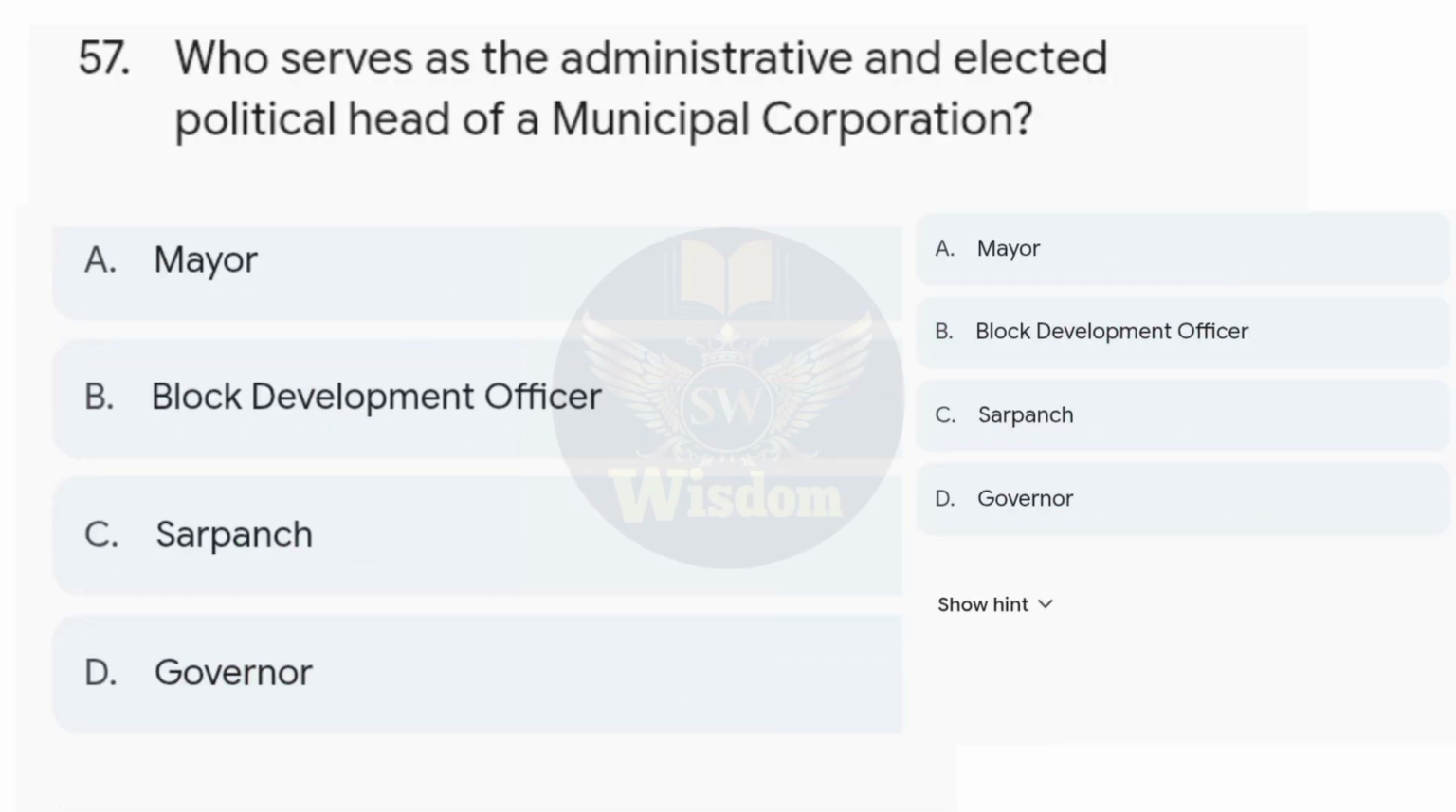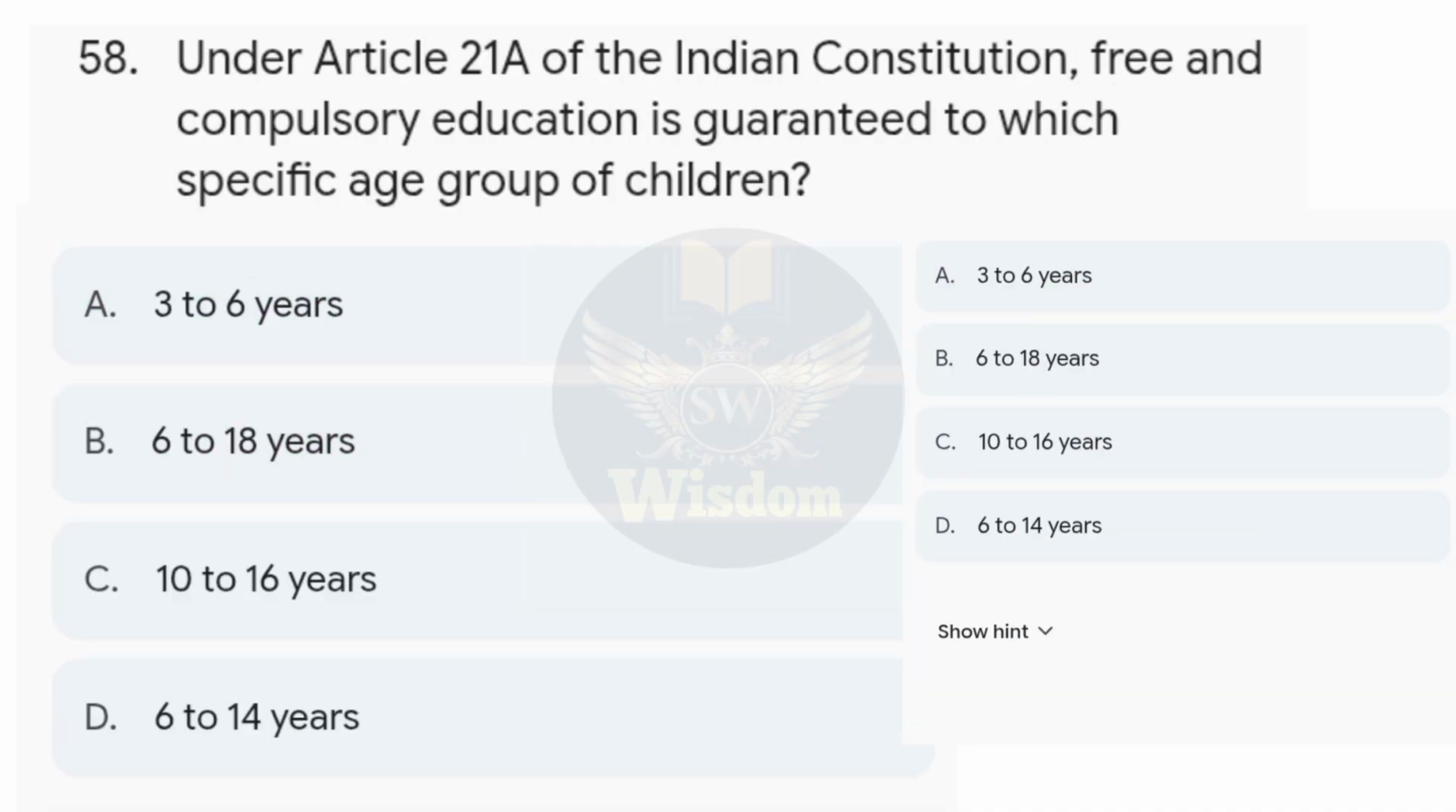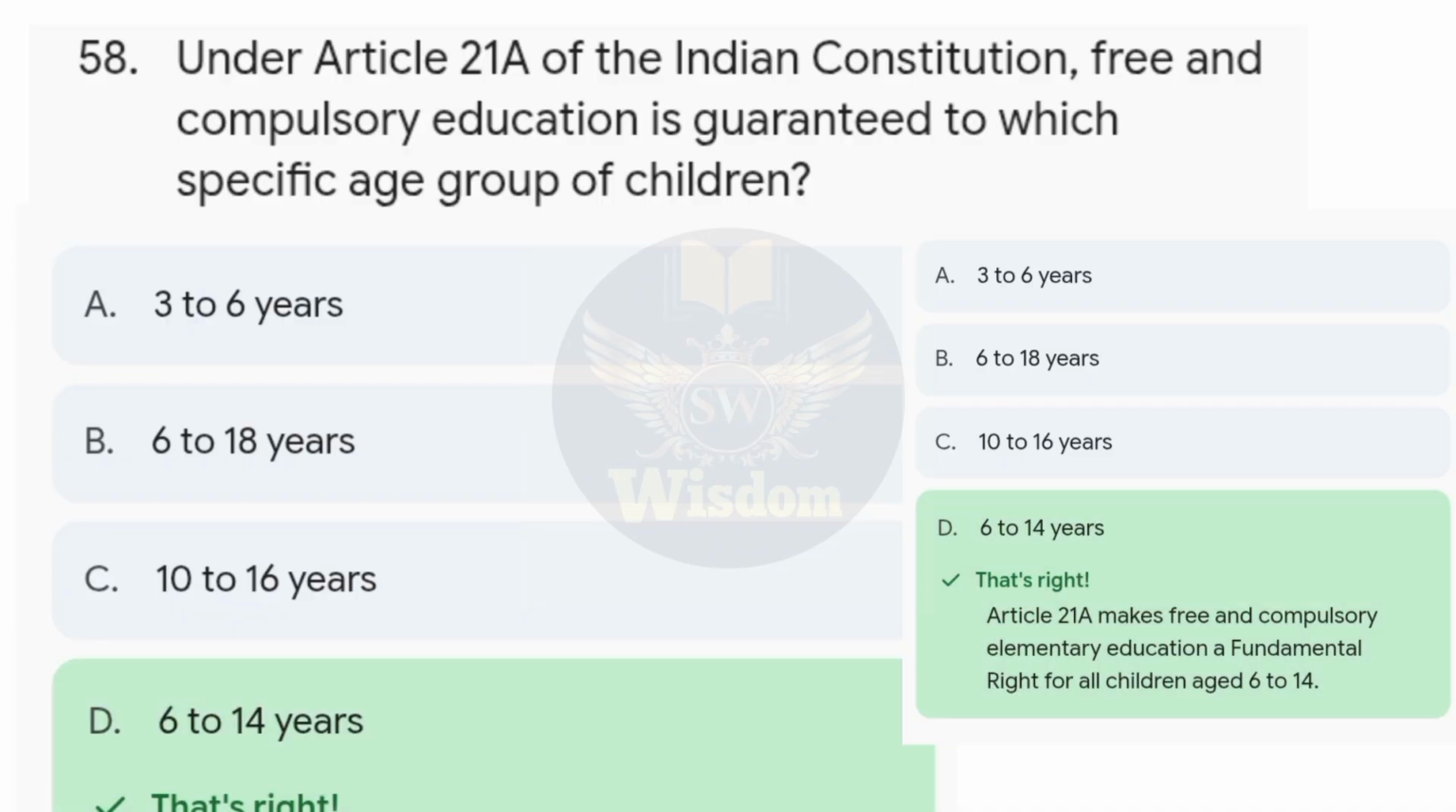Next question. Who serves as the administrative and elected political head of a municipal corporation? The correct answer is option A, Mayor. Next question. Under Article 21A of the Indian Constitution, free and compulsory education is guaranteed to which specific age group of children? The correct answer is option D, 6 to 14 years.